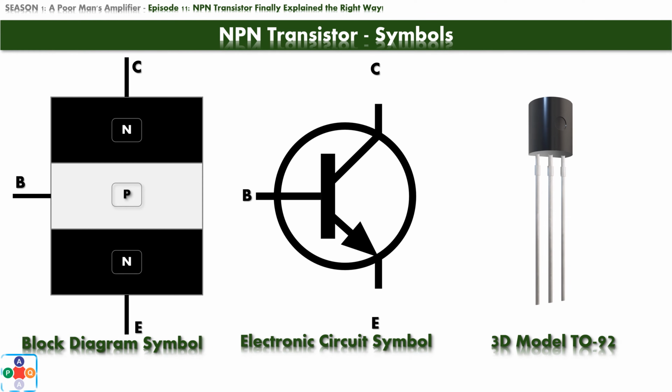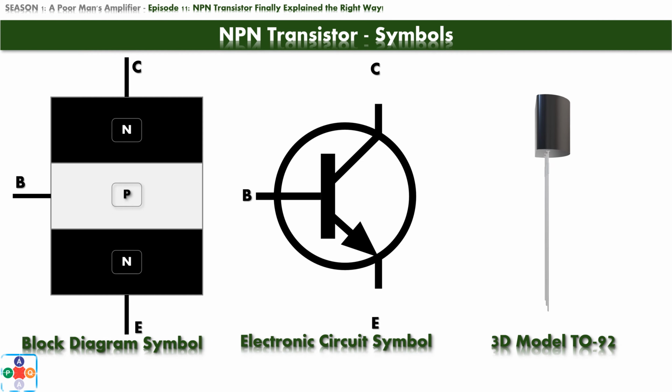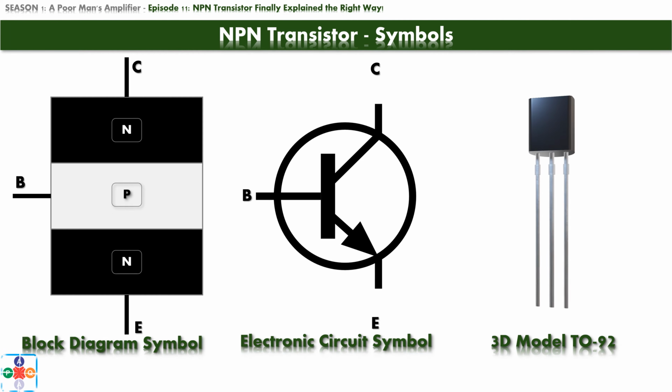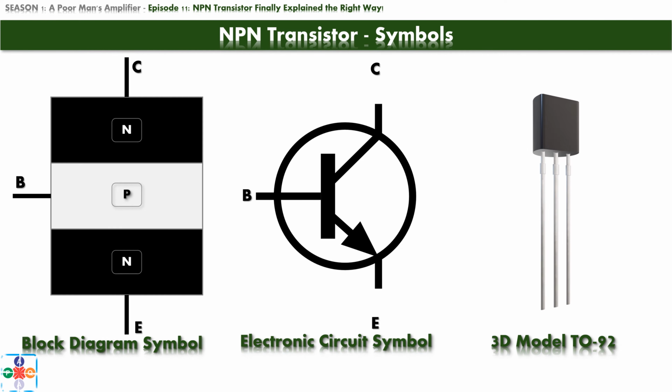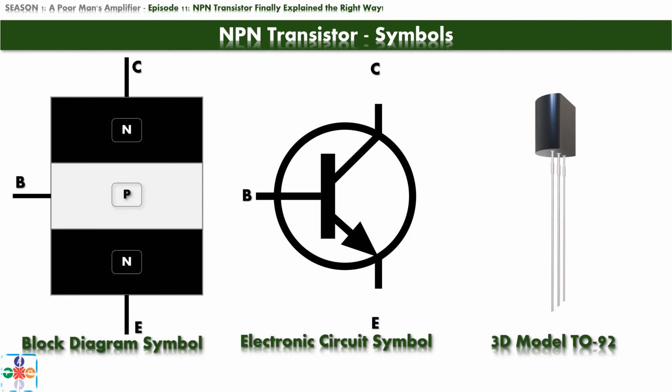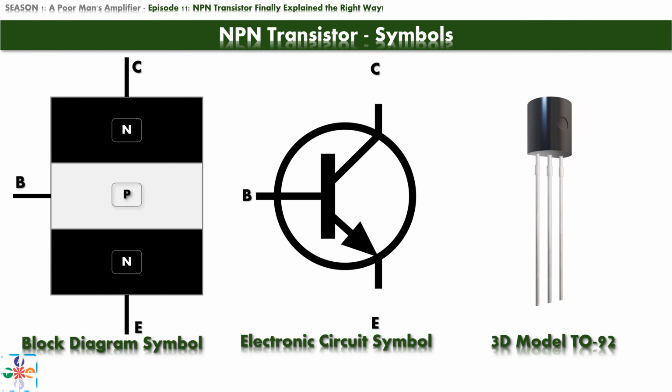Next thing on our list are symbols. Symbols are the way to graphically represent an NPN transistor in drawings. On the left-hand side we have a block diagram symbol. This way of representation is commonly used when presenting and explaining different parts of semiconductor regions, such as P or N-type regions, and how they relate to each other.